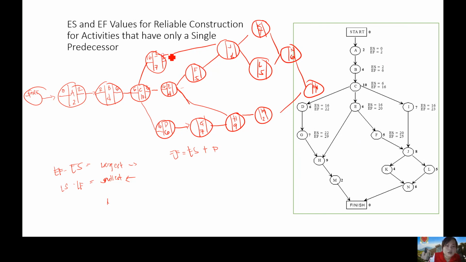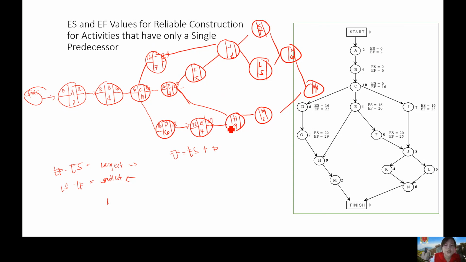23. Okay. Tapos, 16 plus 4 ay 20. Plus, ito, 16 plus 6 ay 22. Ayan. Okay. So, next. Si G ay galing kay D lang. So, diretso na natin 22 to. Okay. Tapos, 22 plus 7, 29.